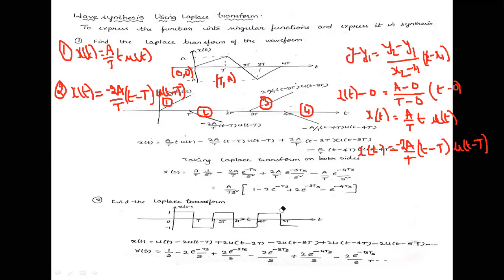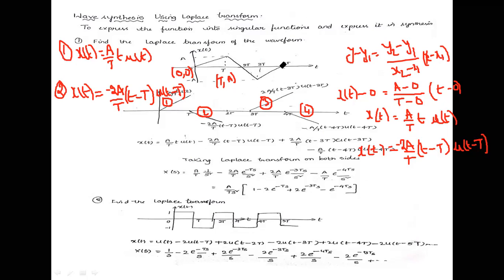And similarly, the third one you can see, add the 3T. I wrote this one up to 2T, T to 2T. Coming to the 3T, I wrote here 2A by T, (t minus 3T) and mu of (t minus 3T), because it is shifted towards the right side, up to the 3T. But what is the slope here? 2A by T. Why is it 2A by T? Already we have minus A here.